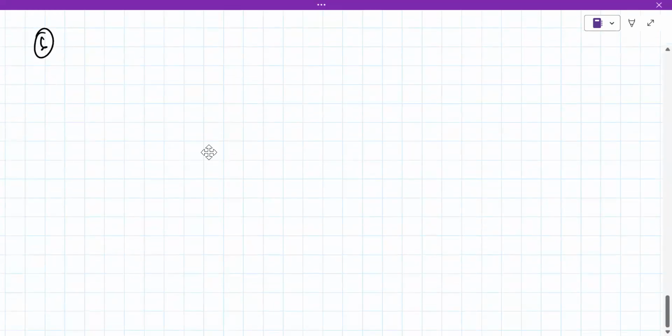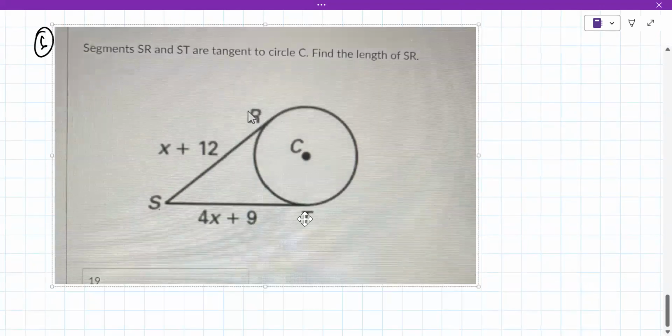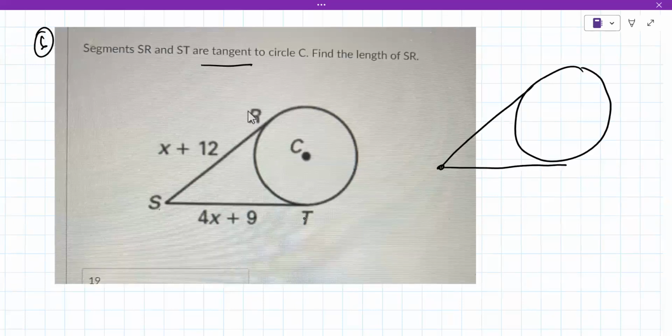All right, number 6. Here, let's snip this in. All right, segments SR and ST are tangent to circle C. The thing here to remember is that all tangents from a point are congruent. So you can set the x plus 12 equal to the 4x plus 9.